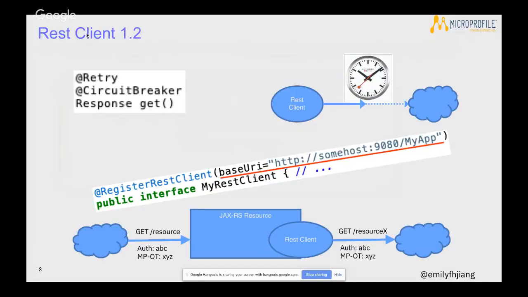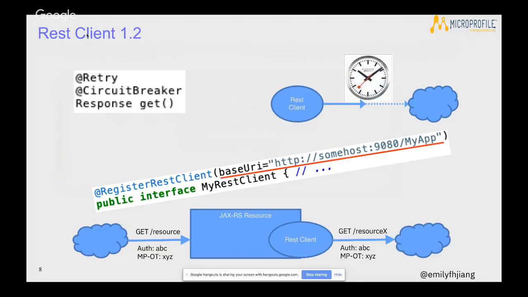So the second bigger feature is the REST Client 1.2. The REST Client 1.2 introduced about 4 big functionalities. The first one is the REST client itself. The client API can support fault tolerance annotations. So you can annotate a retry or circuit breaker on the REST client interface. On the top right-hand corner, it means the REST client now can support connection timeout or read timeout.